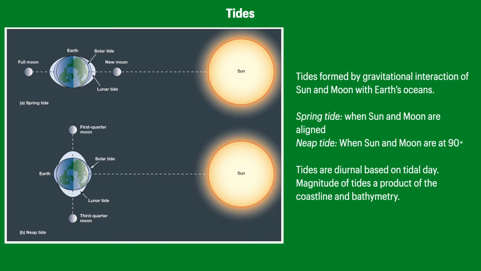And how high the tides are, the magnitude of these tides, is a product of the coastline and the bathymetry. So most tides might be a few meters difference from high tide to low tide, but then there are places like the Bay of Fundy in Canada where the tides are 12 to 18 meters. That's like 40 to 60 feet of change of the water level, thanks to the daily tides.